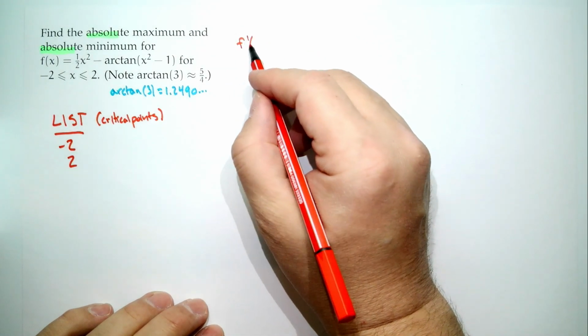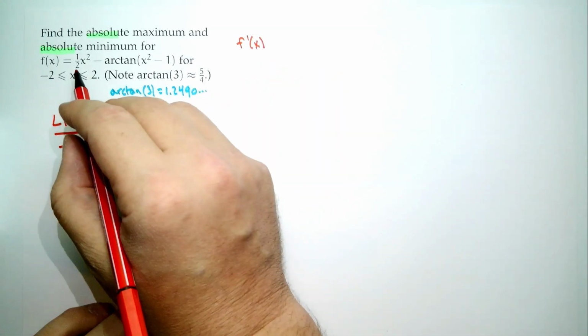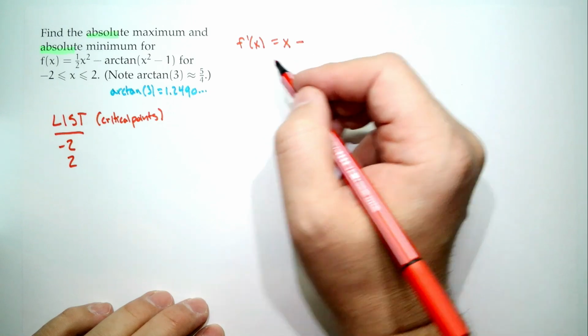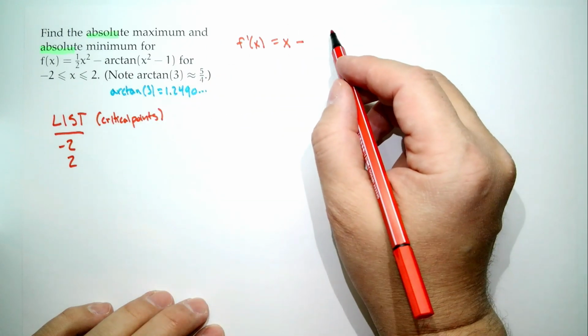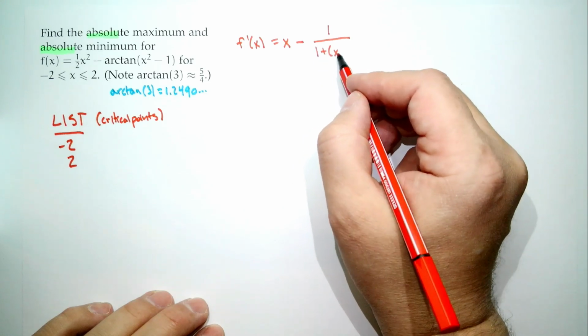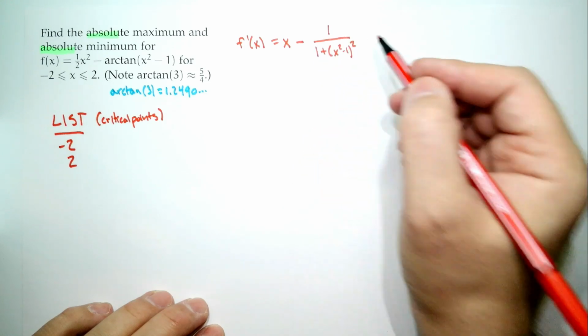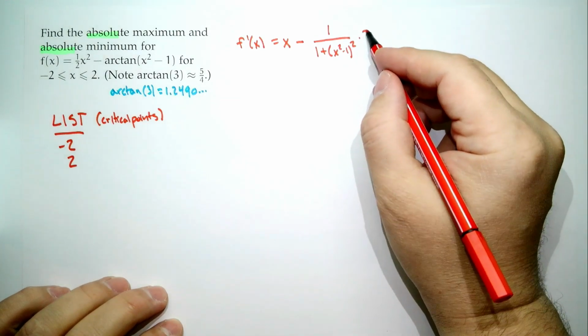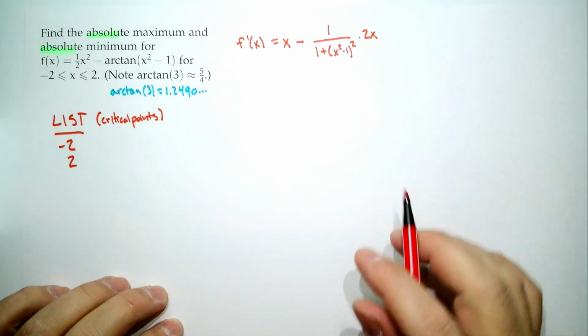So what is the derivative of 1/2 x squared? x. Minus the derivative of arctangent of (x squared minus 1): 1 over 1 plus (x squared minus 1) squared. Remember, the derivative of arctangent is 1 over 1 plus whatever's on the inside, squared. Anything else? Times 2x. All right.